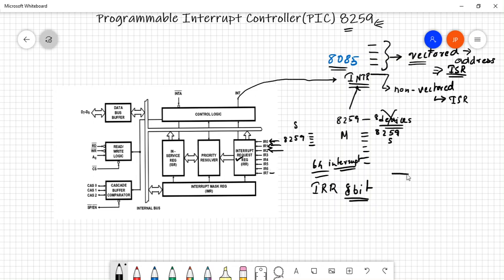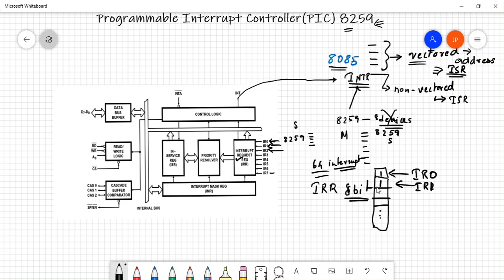IR0 has a bit, so 8 bits you have, right? And for IR0 all the way up to IR7, right? So IR0, IR1, IR2, IR1. So if this particular interrupt occurs, that interrupt will be registered over here as 1. If the interrupt doesn't occur, it will be set as 0.